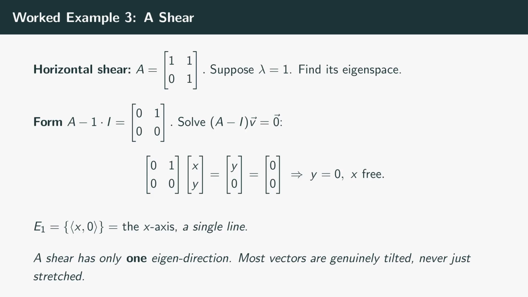Some matrices are generous with eigendirections. A shear is stingy, giving up exactly one.